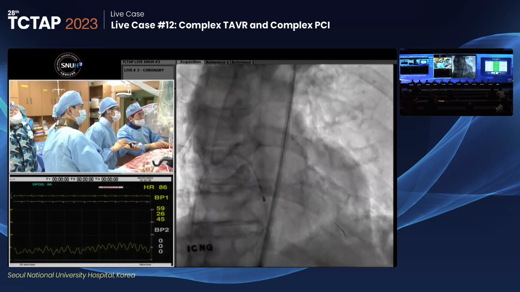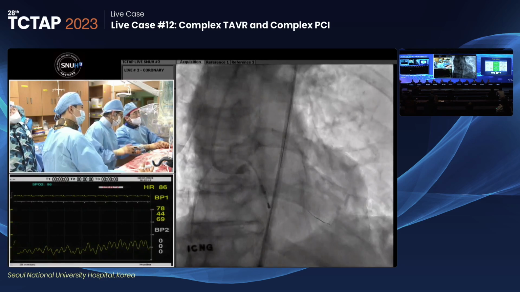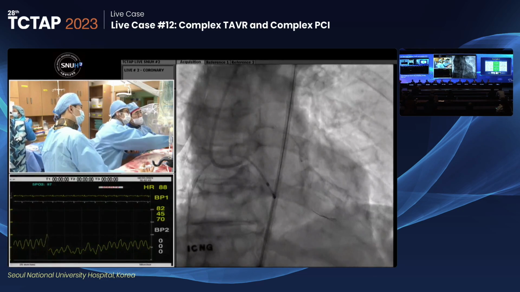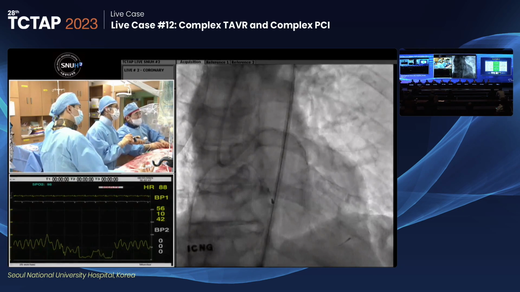Go with the microcatheter as distal as you can. Inflation. As distal as you can. And then take the rotablator wire. They tried already. It doesn't work. Okay. As distal as you can.